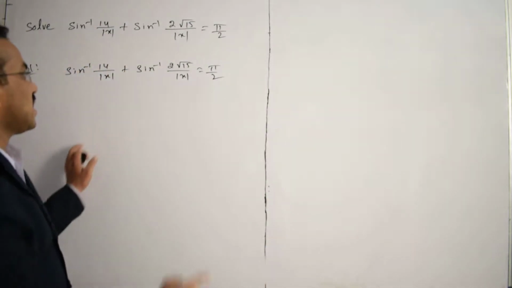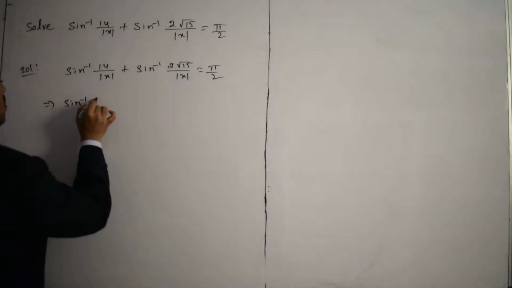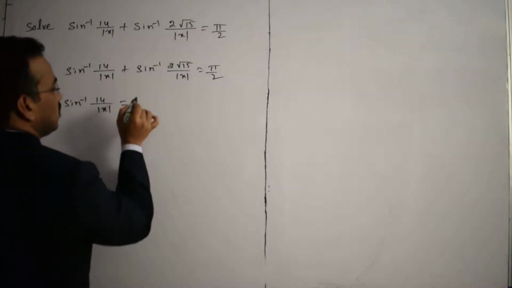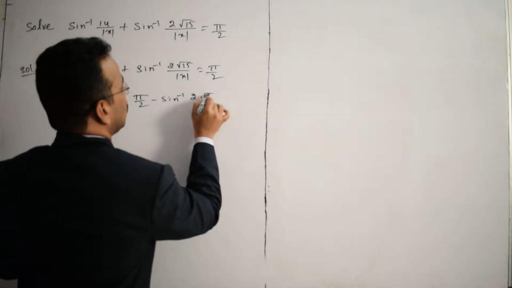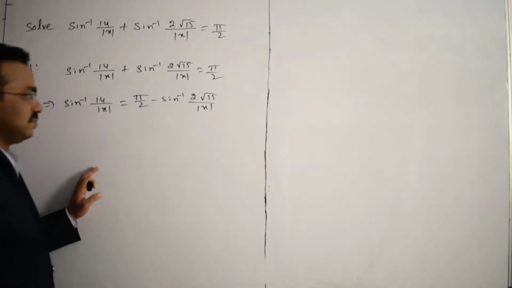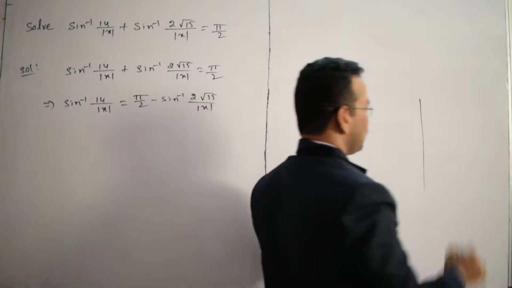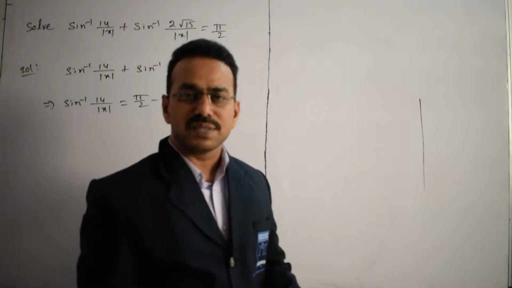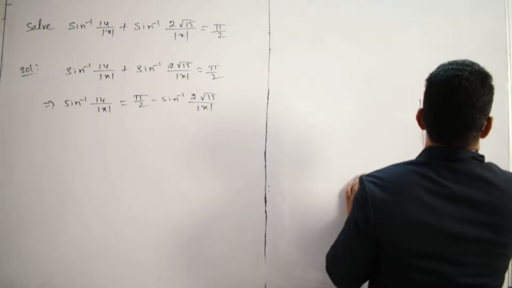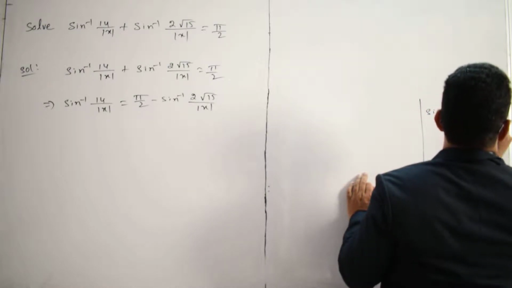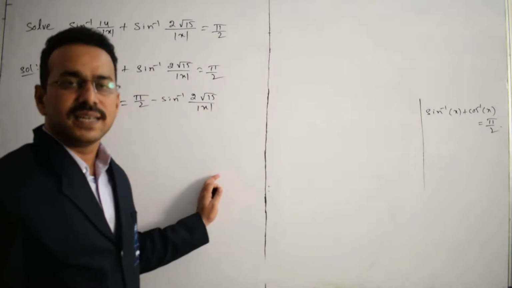So in the next step we will transpose the second term to that side. This implies sine inverse of 14 by mod x equals to pi by 2 minus sine inverse of 2 root 15 by mod x. Already we knew one important result, let me write here: sine inverse of x plus cos inverse of x equals to pi by 2. This is a very useful and important result in inverse trigonometric functions.